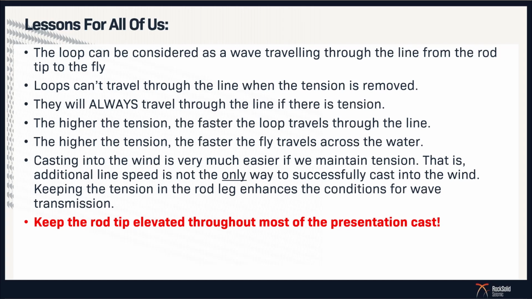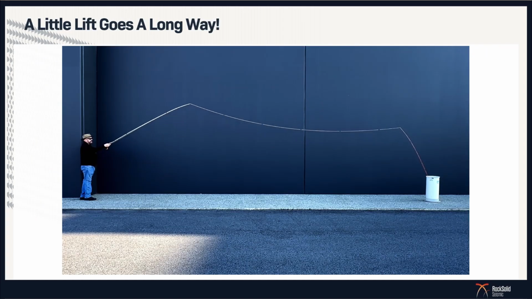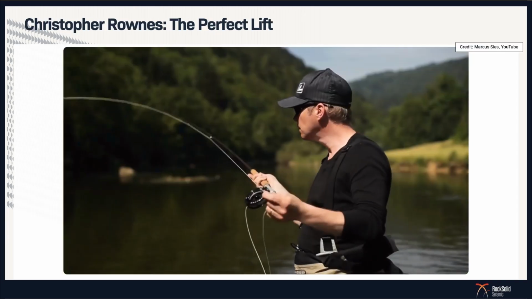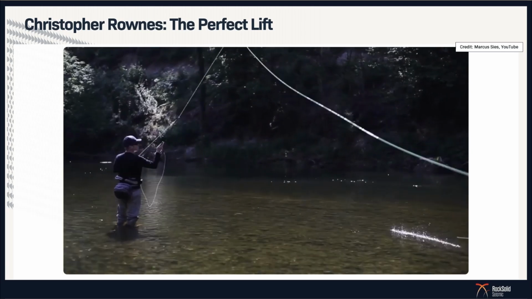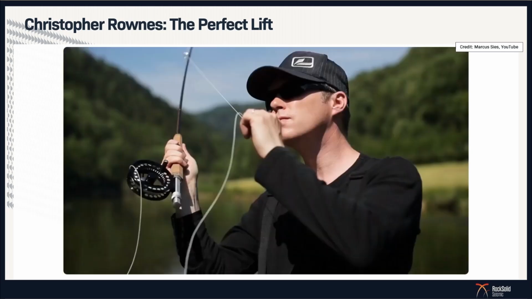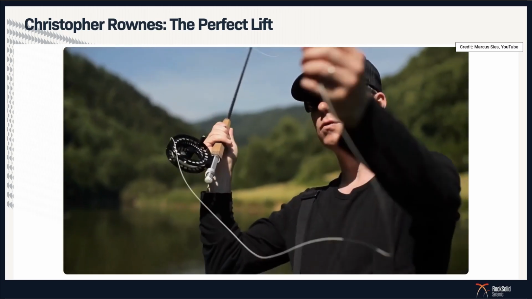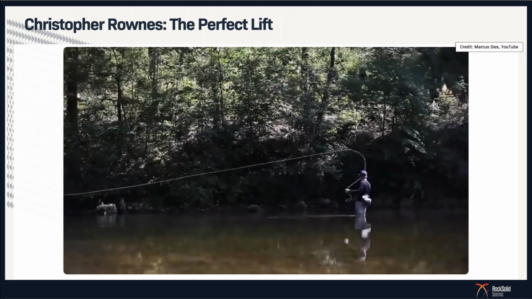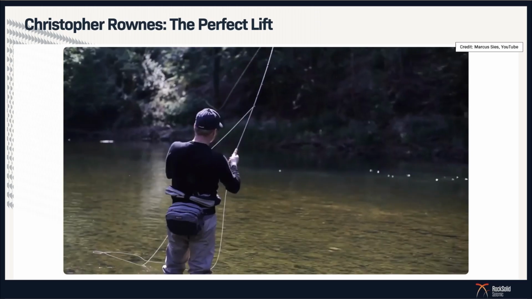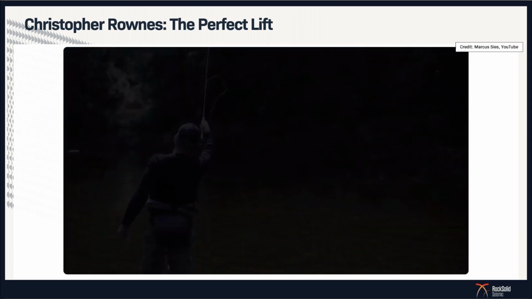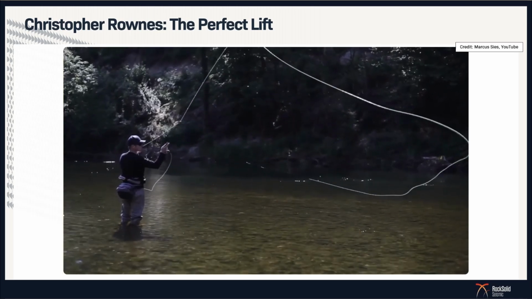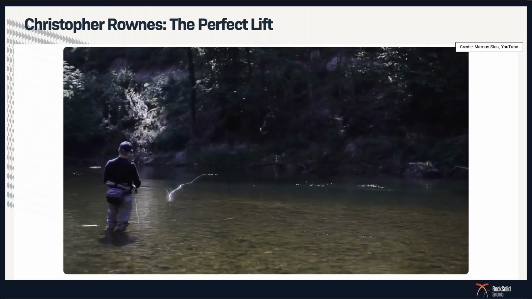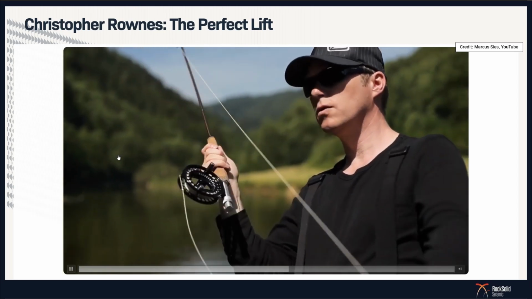Keep the rod tip elevated throughout most of the presentation cast. This is the number one takeaway. A little lift goes a long way. So here's Marcus Size. He has a video called In Search of the Perfect Loop. He gets the perfect loop by lifting the rod tip during the cast. So he makes the cast there and he lifts the rod tip, and you'll see it on this one here. Lift. That little lift after loop formation, and we'll see it here, cast, lift. That tightens that loop, makes that cast so much better.